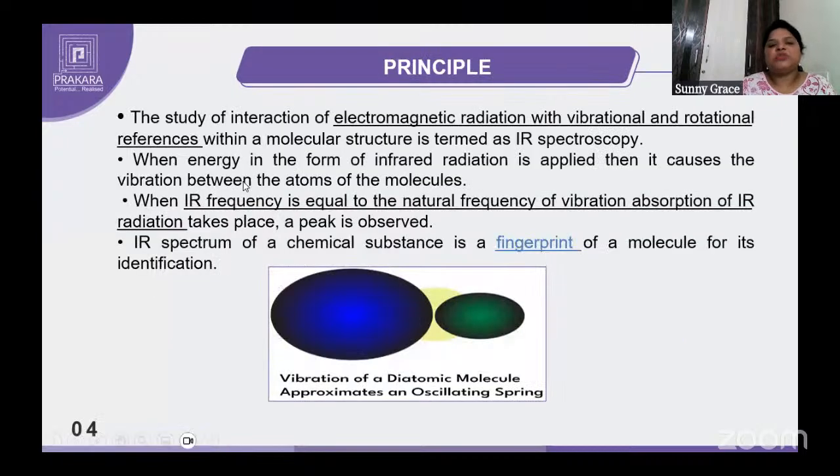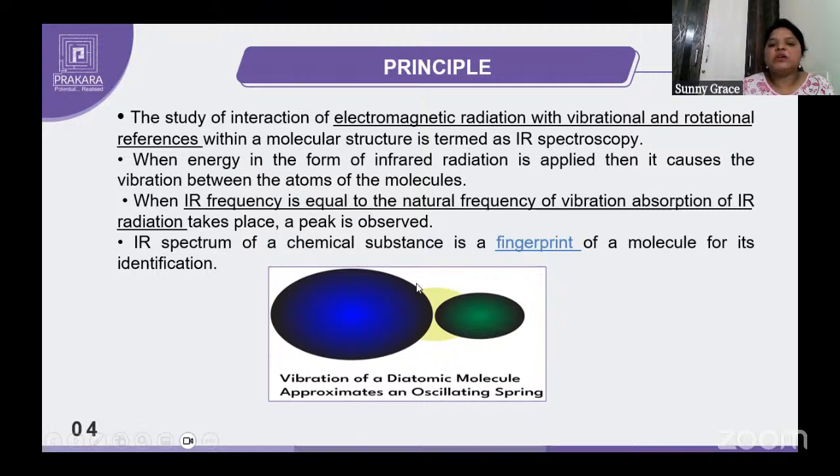Next, coming to the principle of IR spectroscopy. So in the IR spectroscopy, see, these are the two atoms of a molecule, and in between, the bonds are in the form of springs. They are attached in the form of a spring. So what is this? The study of interaction of electromagnetic radiation with vibrational and rotational frequencies within a molecular structure is termed as IR spectroscopy.